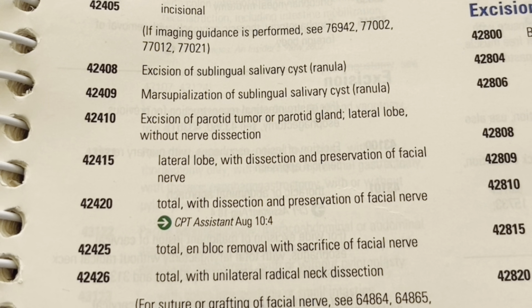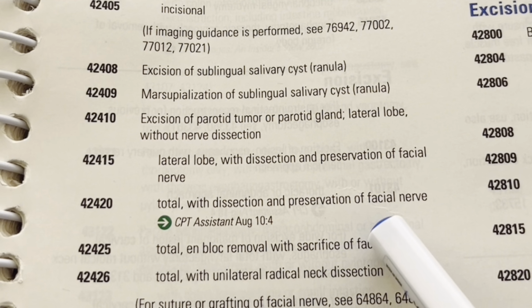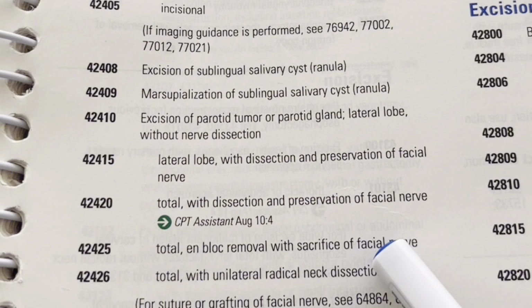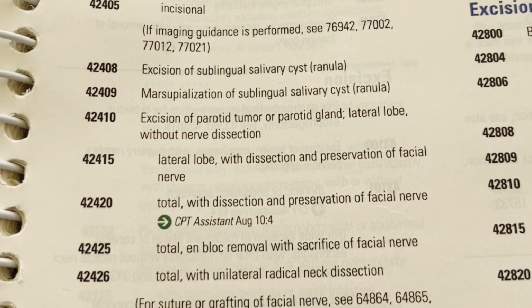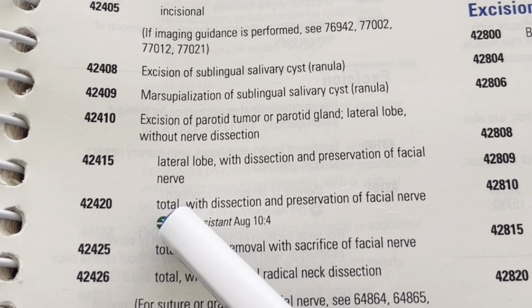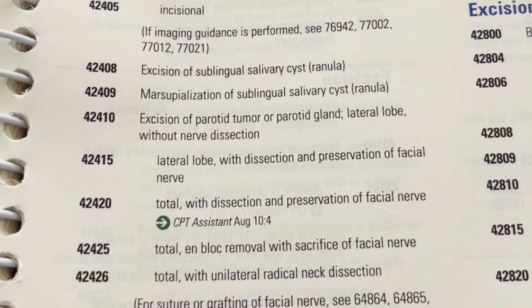Still, let's look at the other two options. 42420: here, total with the dissection and preservation of facial nerve. Total, no. For us it is lateral lobe. Only right parotid mass is mentioned here, right? A right lateral lobe parotidectomy. It's mentioned there, lateral lobe. So 42420 is total, whereas 42415 is lateral lobe. That is our question.